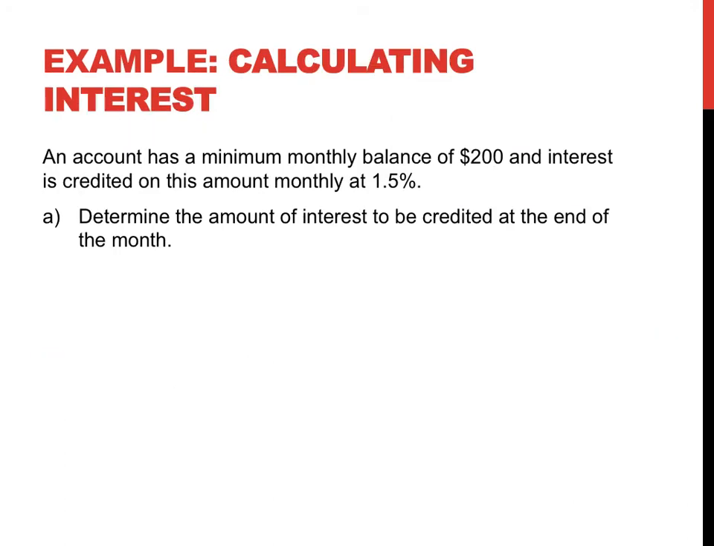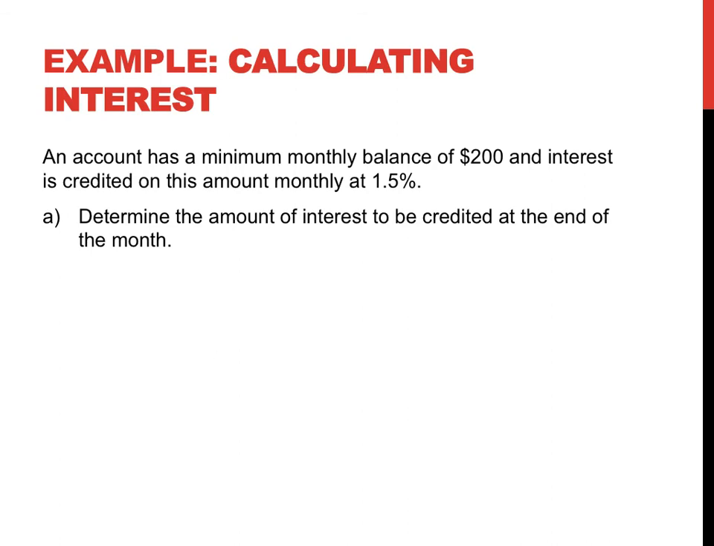Okay, last example when it comes to calculating interest, it says an account. Now this will be important for you guys when you have bank accounts in the future. Account has a minimum monthly balance of $200, and is credited on this monthly amount at 1.5%. So it means at a minimum you have to have $200 in an account and you earn interest on that. Determine the amount of interest to be credited at the end of the month. So we need to know what 1.5% of $200 is, because that's what it's asking us to do.